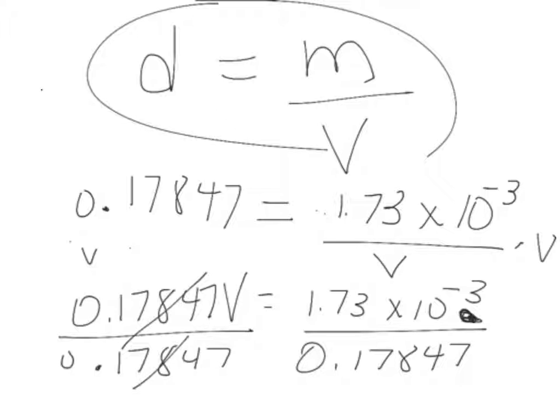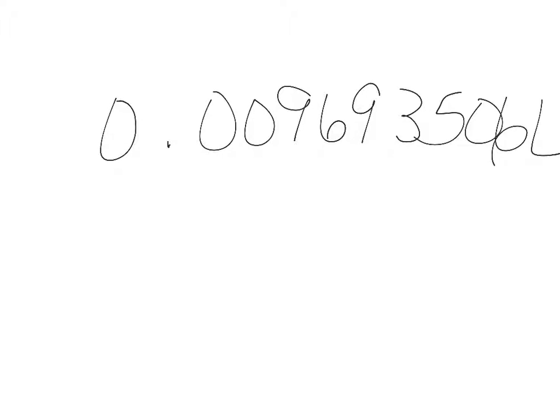So in our original problem we had 1, 2, 3, 4, 5, and in this one we had 1, 2, 3. So this one is going to define our answer, so 3 significant digits. My answer comes out to be 0.009693506, and then I added my units of liters there. So we don't want all of those digits, we only want to keep what is significant. So let's go back to our problem and figure out how many we can keep.